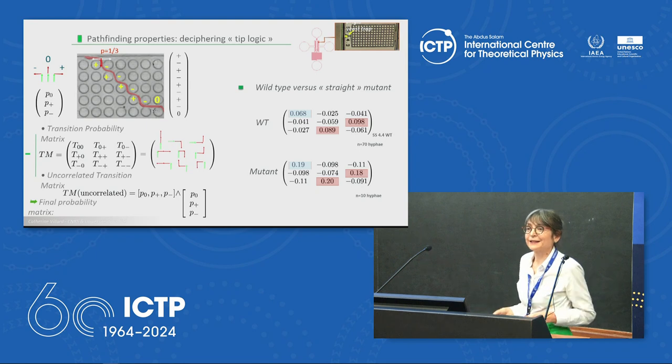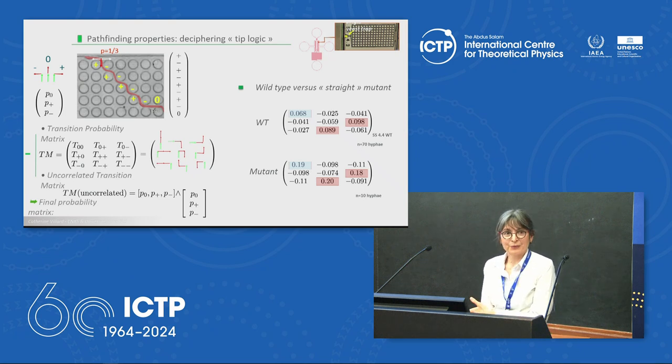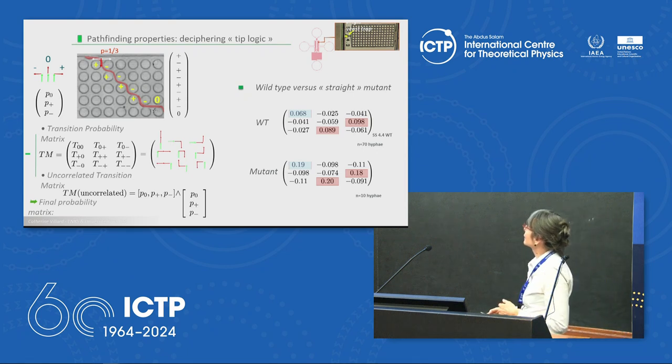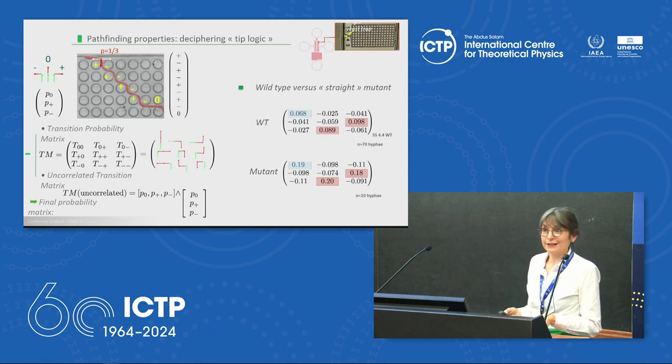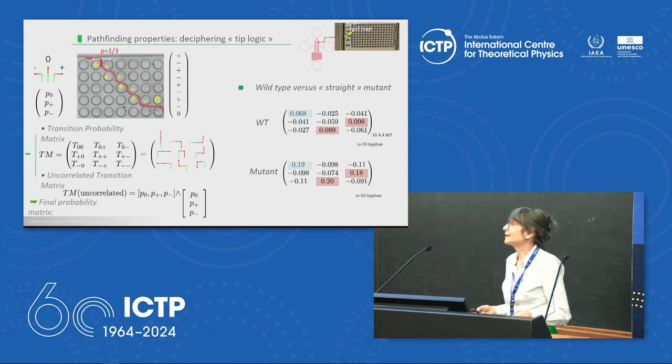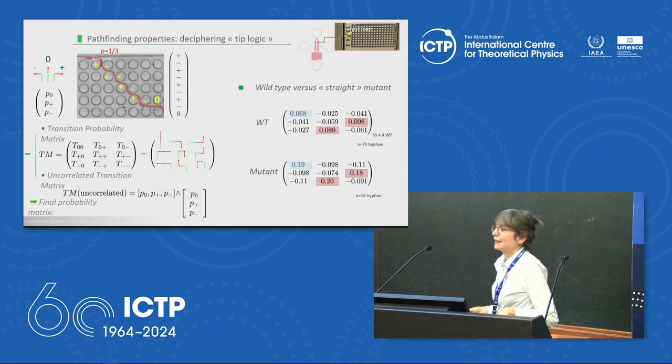Okay, last thing about pathfinding. We put these hyphae into micro mazes in order to see how they behave when they encounter obstacles. Here, hyphae have three choices at the corner of each obstacle: either going straight, left, or right. Each choice has a probability. Each hypha can be described by the successive choices that the tip made, and we can establish a transition probability matrix, linking one event to the others.